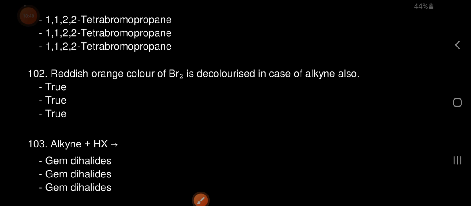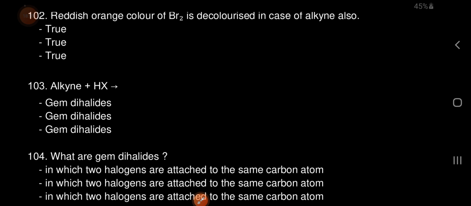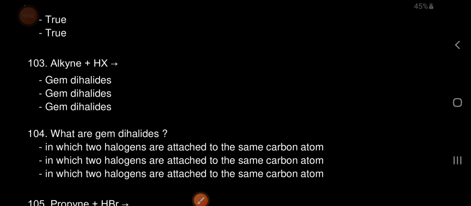Reddish orange color of Br2 is decolorized in case of alkane also. True. Alkyne plus HX gives gem dihalides, geminal dihalides. What are gem dihalides?